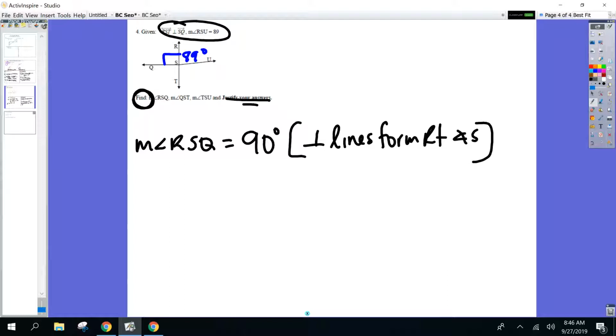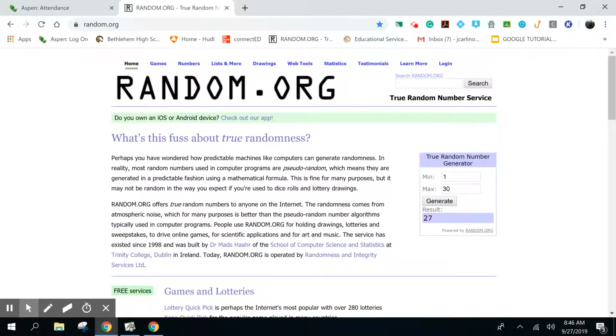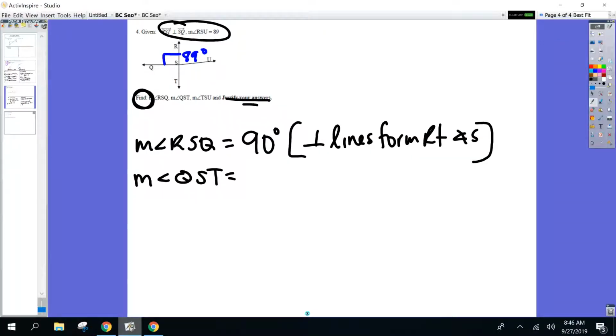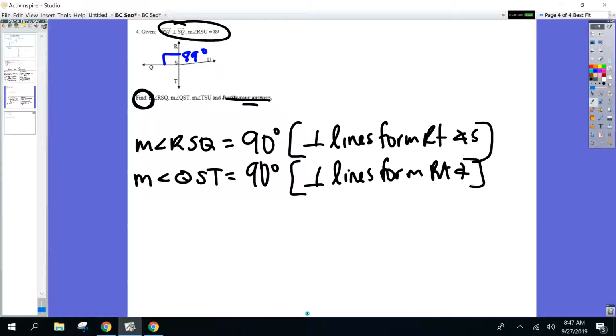How about the measure of QST now? Measure of QST. QST is 27. Nope. 30. What do you got for me? QST would also be 90. Got an explanation for me? Okay, so you could use the same reason. Right angles equal 90. Again, just something that shows me why you know it's 90, other than I have good eyesight or I just guessed.